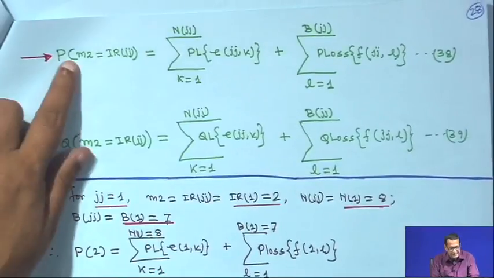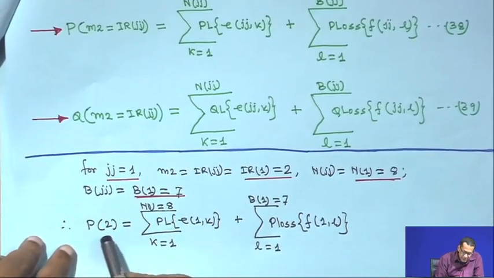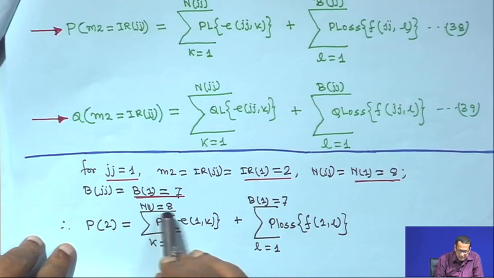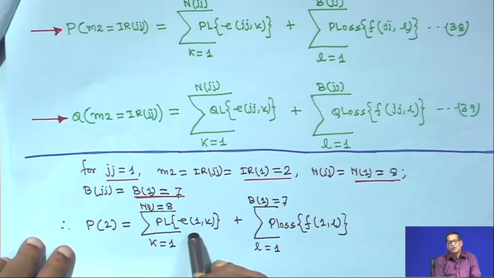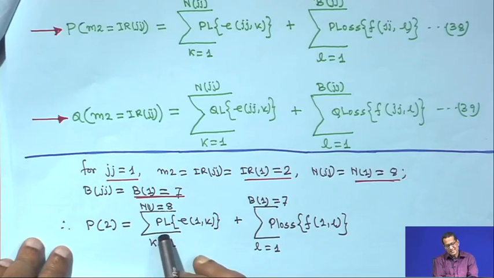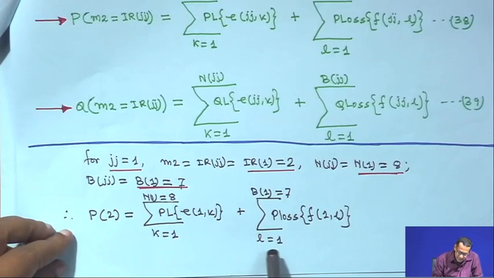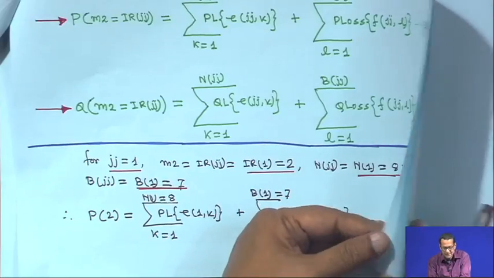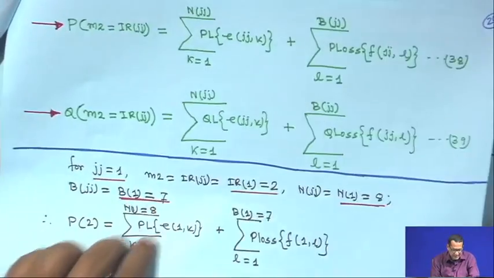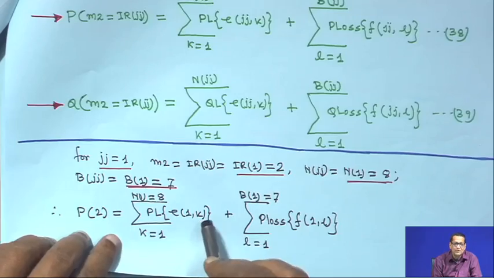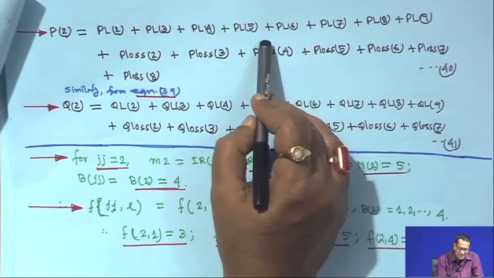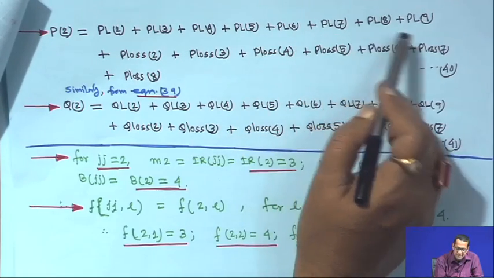Therefore, in this expression when M2 is equal to 2, P2 is equal to the sum over K equal to 1 to N1, because jj is equal to 1, N1 is equal to 8, of PL_K. This will be similar to your previous load flow method, only instead of I it is PL, right, plus the sum over L equal to 1 to B1, B1 is equal to 7, of P loss F1L. Now, you expand this, right. If you expand this, it will come 2, 3, 4 like this. So, directly I am writing PL2 plus PL3 plus PL4 plus PL5 plus PL6 plus PL7 plus PL8 plus PL9.